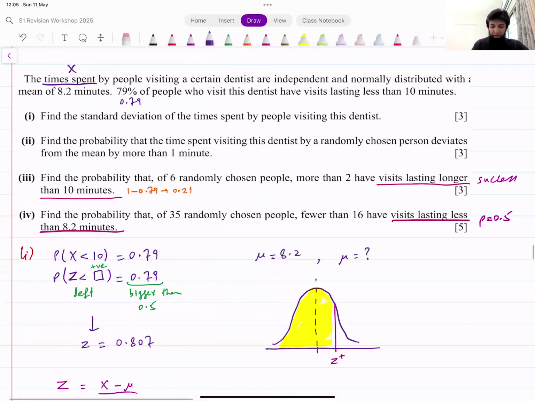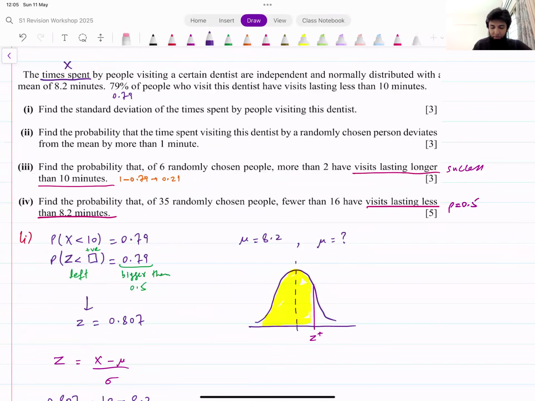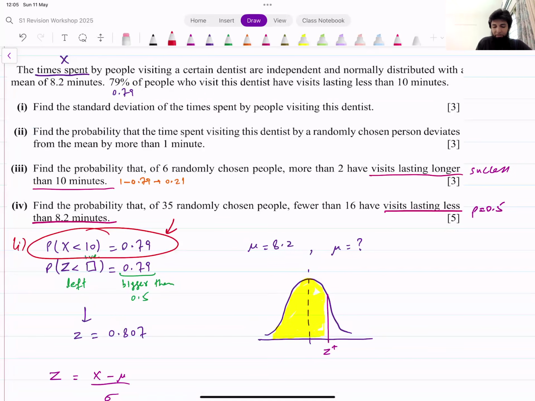Okay, let's have a look at this example. The time spent, let's call that X, by people visiting a certain dentist is independent and normally distributed. So we've got a normal distribution here again. The mean of this distribution is 8.2. 79% of people who visit this dentist have visits lasting less than 10 minutes. So the probability of a visit lasting less than 10 minutes is 0.79, right? 79% is 0.79. Find the standard deviation of the time spent by people visiting this dentist. We've got the mean given, and we have to find the standard deviation.